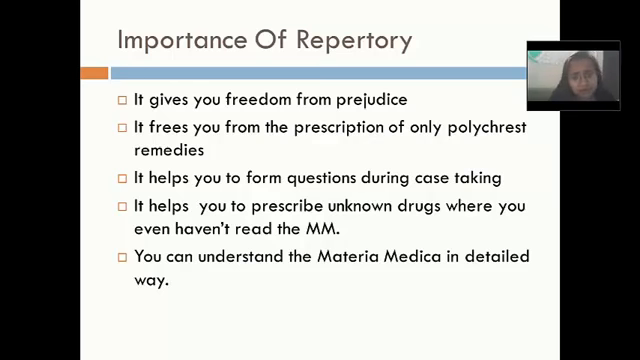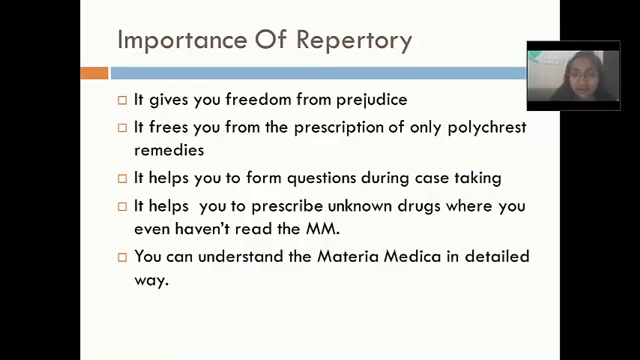So it helps you to form questions also during case taking. Suppose you are doing a repertorization for a particular case and some remedy is coming up. Just to confirm that remedy or go beyond that remedy, you have to ask the questions related to that particular drug, or more questions to confirm that particular remedy. So it also helps you to form questions.